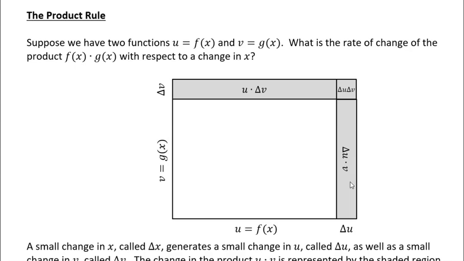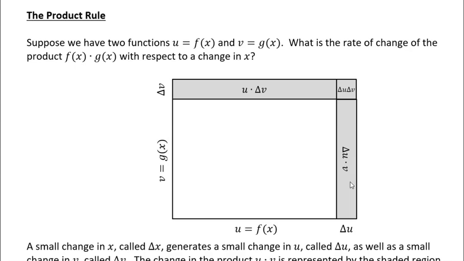And the area of that change, right? That's the change in the function, this new function f of x times g of x. And so you can see there's three components to it, right? There's the length u times the little delta v, and there's the length v times the little delta u. And then we have that little corner up there, delta v times delta u.